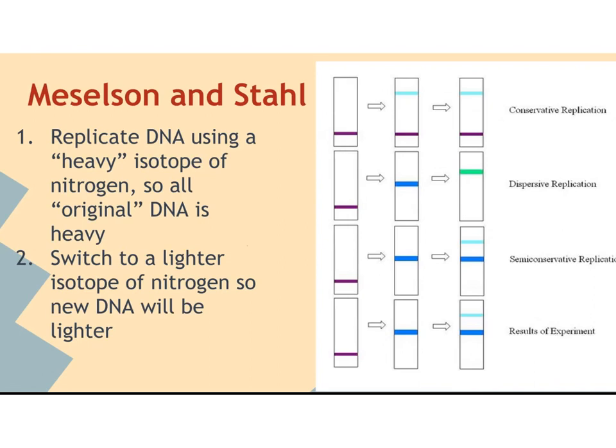First, they allowed the DNA to replicate using a so-called heavy isotope of nitrogen. So it was nitrogen that had some extra neutrons, so it was a little bit heavier than normal nitrogen. So now all of our original starting DNA is heavier than normal DNA, and so we can kind of track where it goes. Then they switched to the normal lighter nitrogen, and so any newly created DNA was going to be of this lighter type.